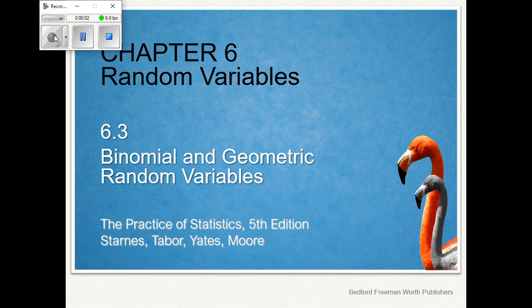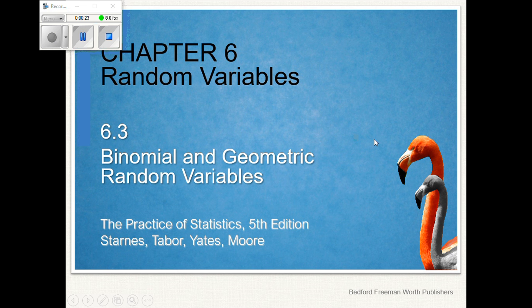Howdy. Let's look at section 3 of chapter 6. This is in the random variable chapter, but it's unit on binomial and geometric random variables, two specific kinds of random variables that are similar but have a key difference that means their work is going to be different and their solutions or applications will be different as well.